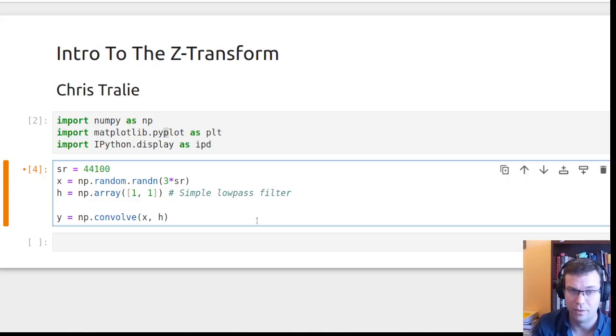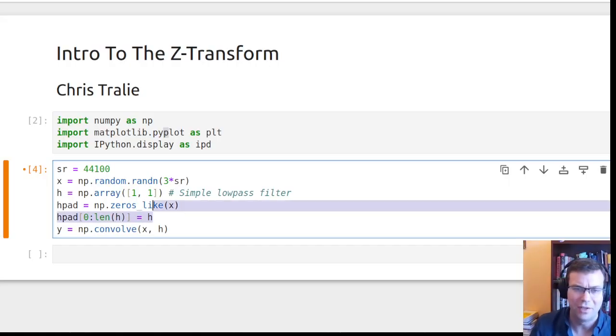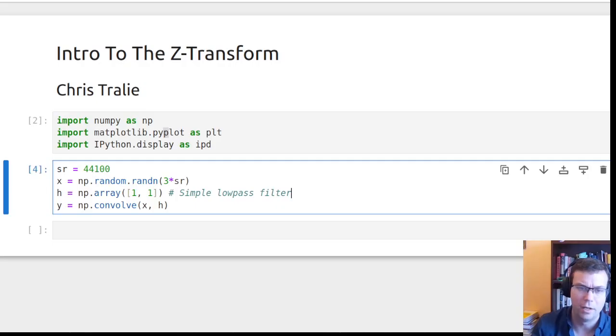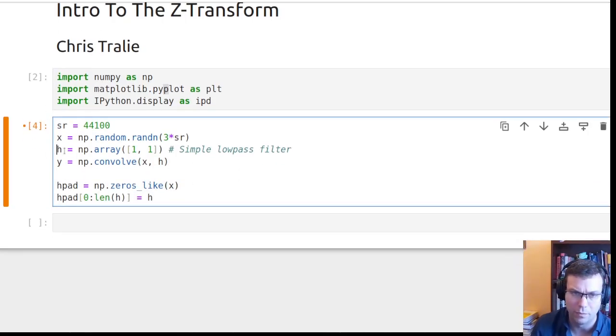So what I would say here is actually h pad is equal to np dot zeros like x, and h pad 0 and h equals h. Okay, so in order to apply convolution multiplication duality, I actually need both of the signals to be the same length. But once I do that and I plot some things, we'll see the familiar identity. So let me just do that real quick.